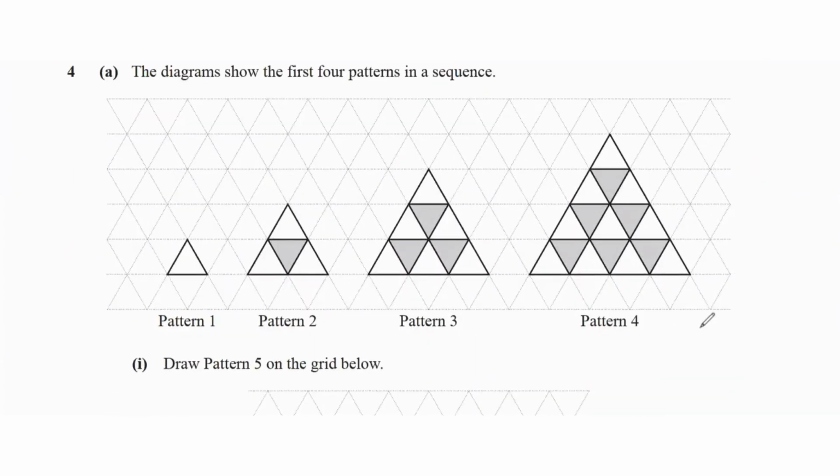Question 4 says the diagram shows the first 4 patterns in a sequence. So we have pattern 1, pattern 2, pattern 3, pattern 4. We're asked to draw pattern 5 on the grid below. So as you can see, as the triangles are increasing, white triangles started from 1, then went to 3, then went to 6, and then went to 1, 2, 3, 4, 5, 6, 7, 8, 9, 10. Whereas for gray triangles, it's 0, then 1, then 3, then 6.